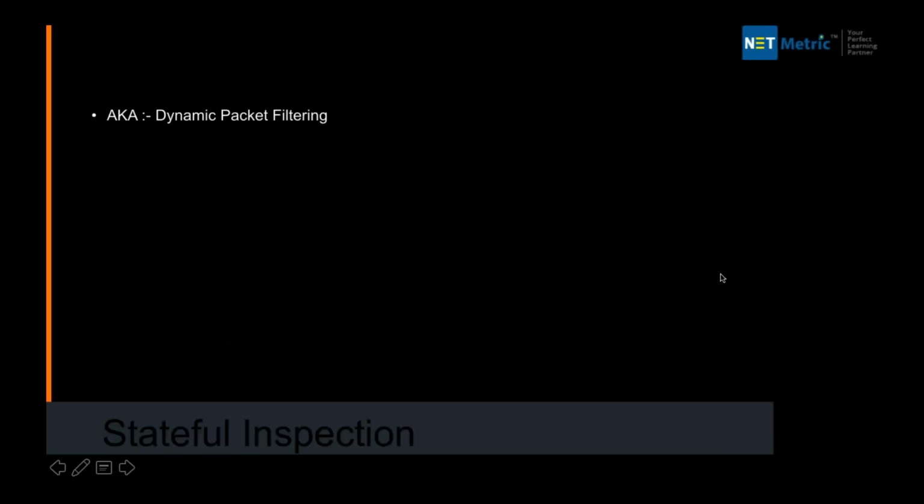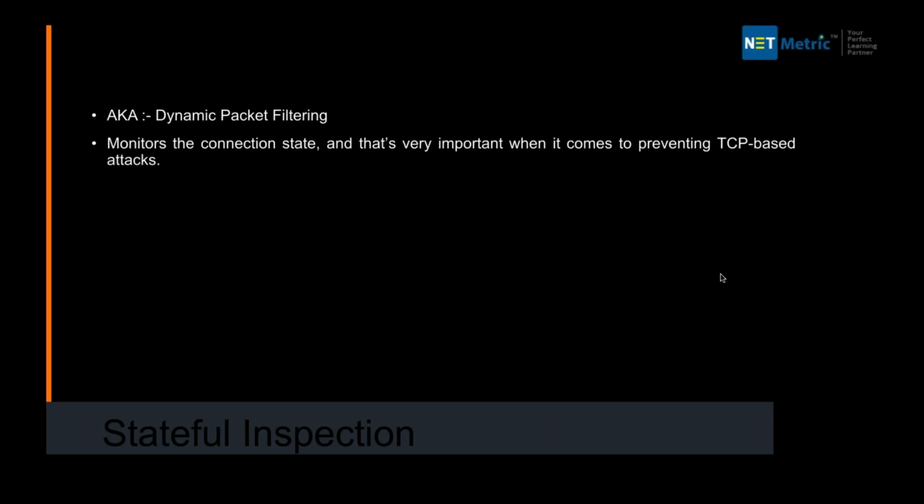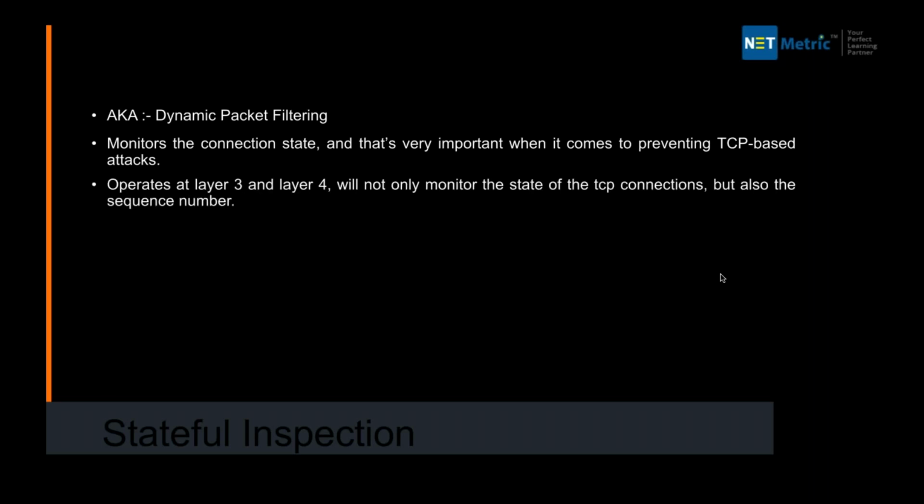What is a stateful firewall? It does stateful inspection. It is also called dynamic packet filtering. It monitors the connection state, and that's very important for preventing TCP-based attacks. It operates at layer 3 and layer 4, and it monitors not only the state of the TCP connection but also the sequence number.